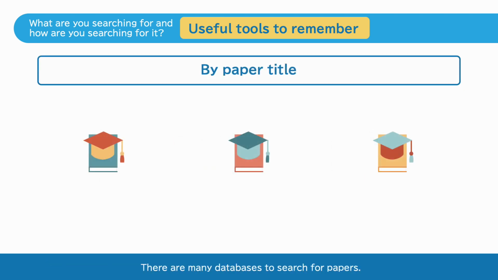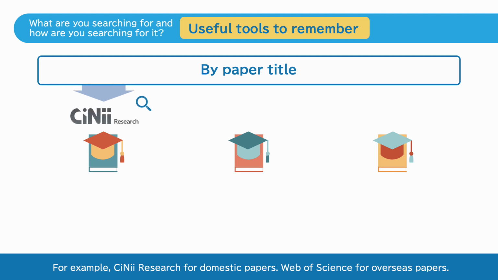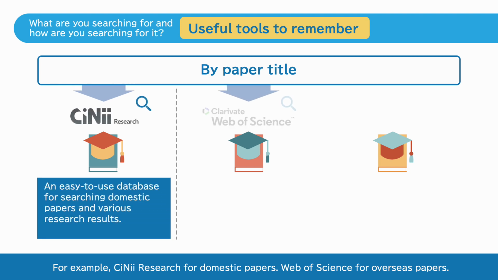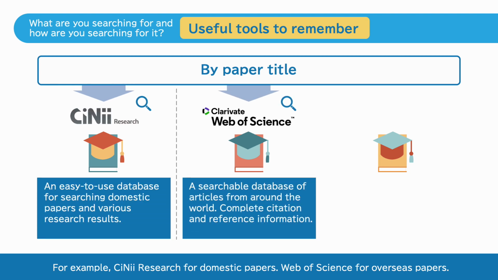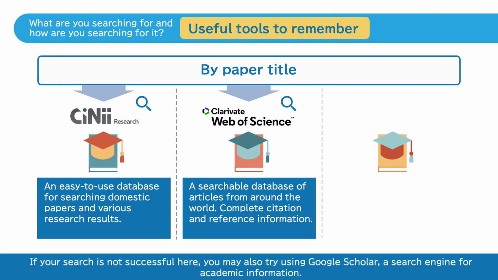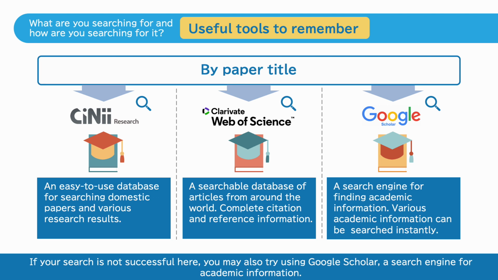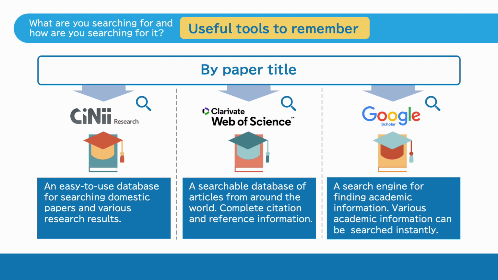There are many databases to search for papers. For example, CiNii Research for domestic papers, Web of Science for overseas papers. If your search is not successful here, you may also try using Google Scholar, a search engine for academic information. Learn more about CiNii Research in the following video.